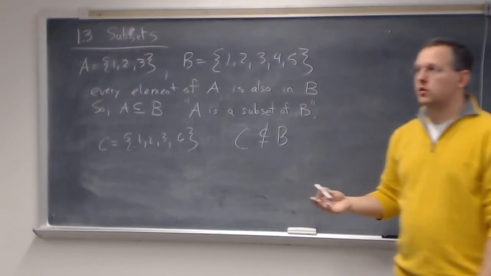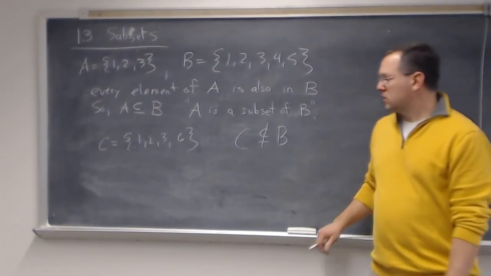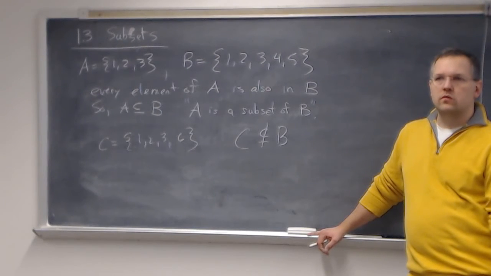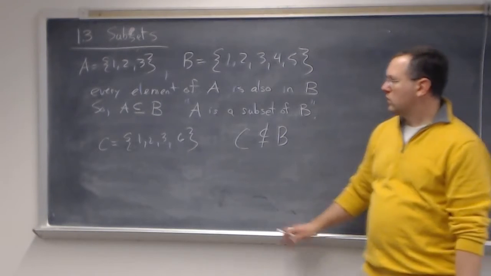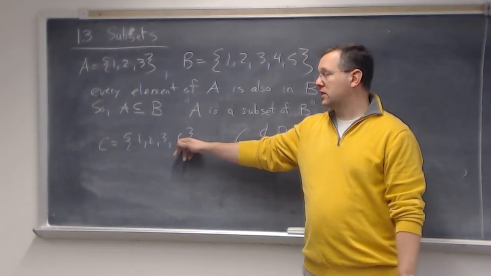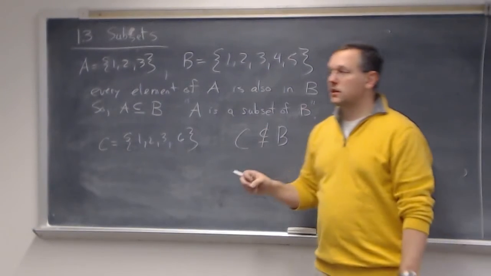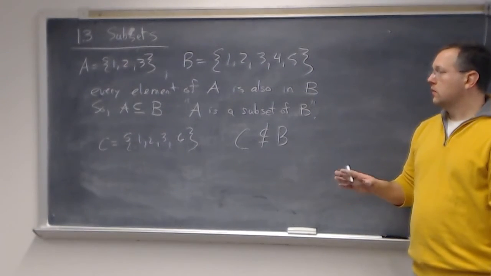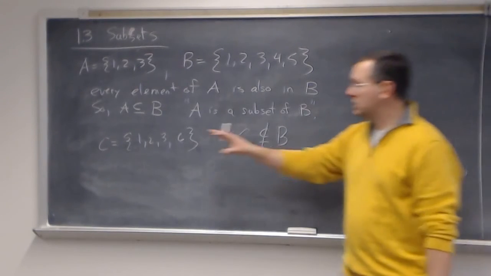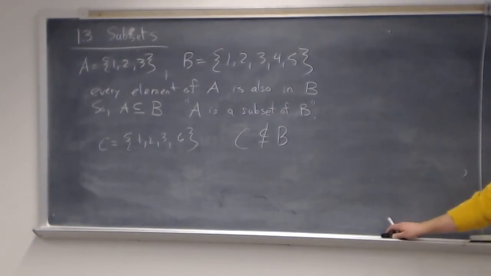Here's the notation. You just do a subset symbol with a slash through it. Okay? So why is C not a subset of B? Because not every element of C is an element of B. We can find at least one element, in this case the element 6, that's an element of C but not an element of B. Okay? So that's really the only way a set is not a subset of another: if you can find an element that's in C that's not in B, then it can't be a subset of B.